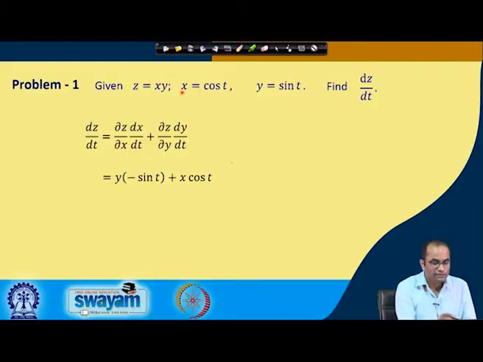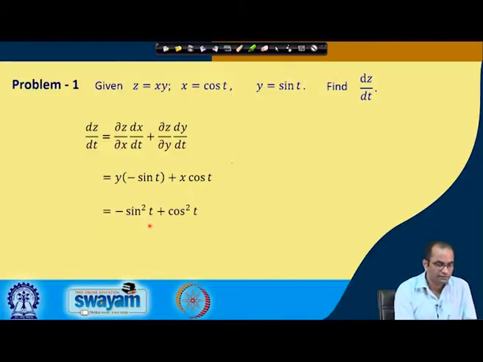Del z over del x. So, z was xy, and when we differentiate with respect to x, this will become only y, and dx over dt. So, x was cos t, so we will get here minus sin t. Similarly, del z over del y will become x, and dy over dt, which is sin t, will become cos t. So, we get here y is sin t, so we have minus sin square t, and x was cos t, so we have cos square t.